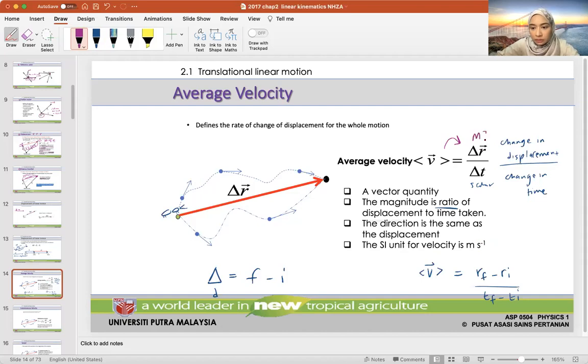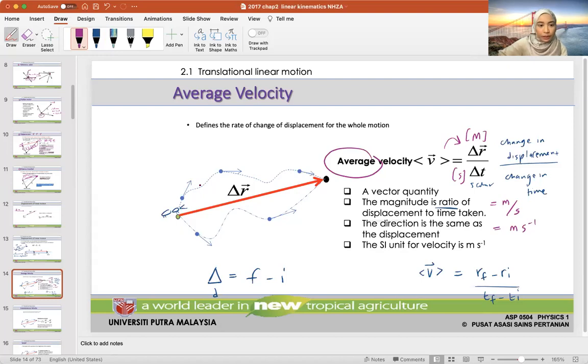Displacement is in meter. Time is in second. So this gives me meter over second. You can write it like this as well, meter times second to the power of -1. Same thing. Just say per second lah. Okay. So that is the equation for velocity. Ni average velocity. Sebab apa? Sebab kita tak kisah pasal, kita just want to know final minus initial. So immediately it's giving us the average.